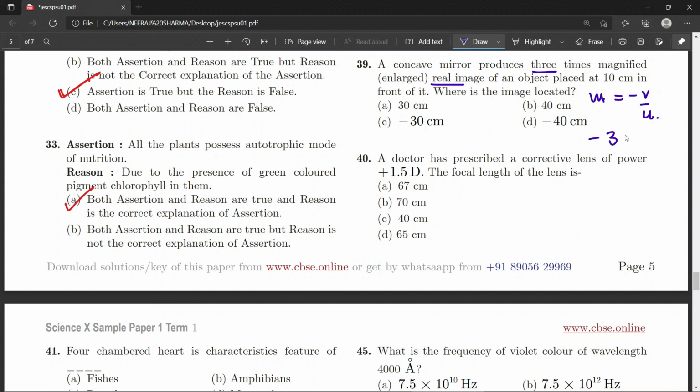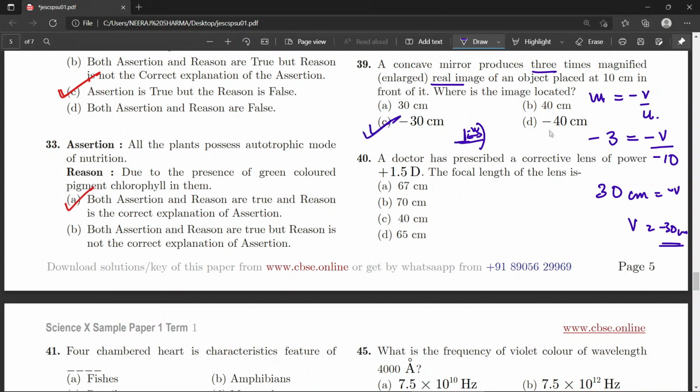So minus 3 is equal to v by u, where v you have to calculate, and u is given as minus 10. Why minus 10 is because of the sign convention, right? So the object is placed in front of the mirror, correct? So in front of the mirror, it is going to be minus u, correct? So it is going to be minus 3. Now when you solve it, it's going to be 30 centimeters is equal to minus v, and v is going to be minus 30 centimeters. So it is option C.